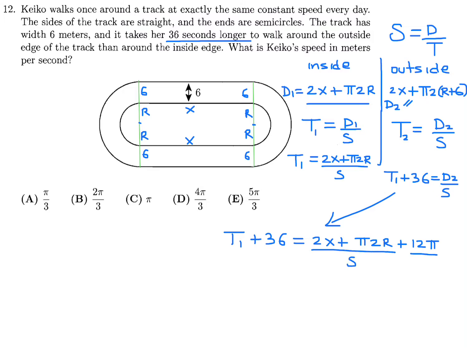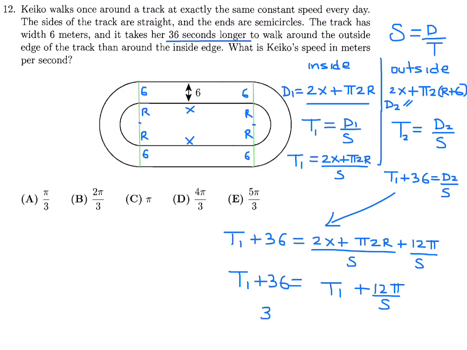But I'm going to break it up like this. And the reason is because when you break it up like this, this part is identical to this part. So I can just substitute T1 for that. And that allows me to cancel out the T's, which is very good.